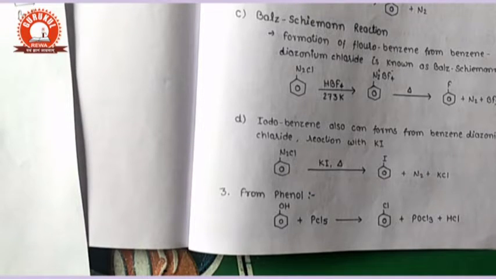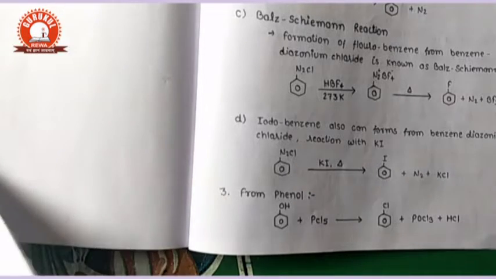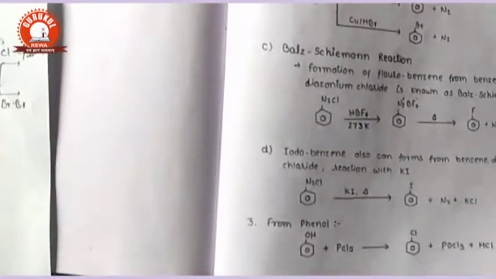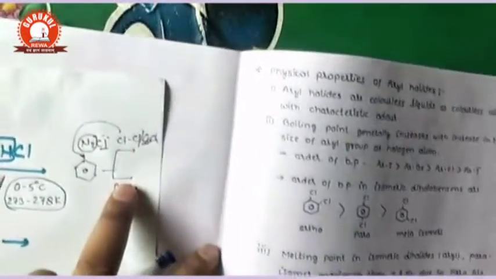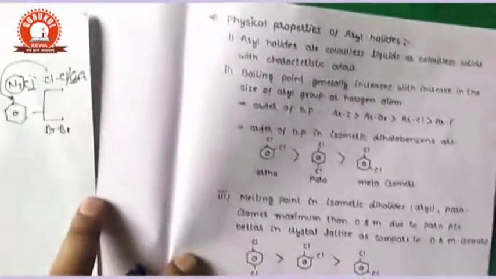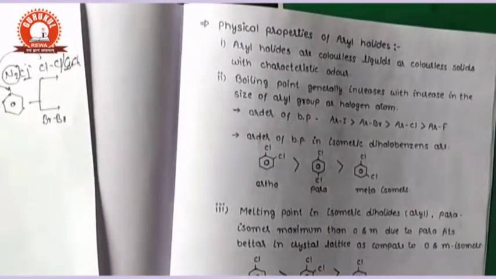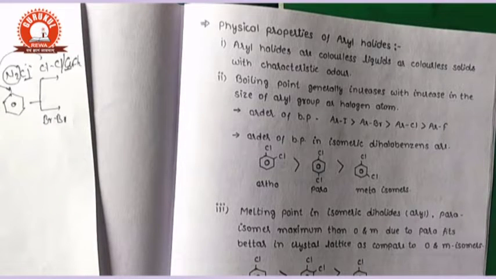So we have three quite important methods of preparation in this segment. Now we see the physical properties. In today's video we are discussing only the methods of preparation of haloarenes as well as physical properties, and the chemical properties we are discussing in the next video, correct.